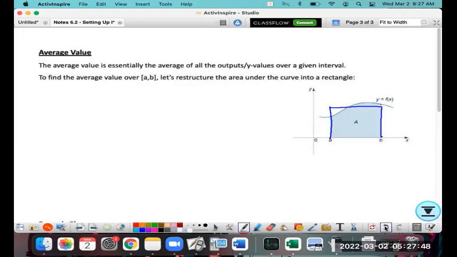I think that might work. I think if I took all of that area right there and put it into this empty region right there, that would probably be a good amount of space. However, do you guys notice that value right there kind of looks like the average of all of those outputs? Looks like the average y value over that interval. Well, it is. The height of that rectangle that we just restructured is the average y value, or the average value.